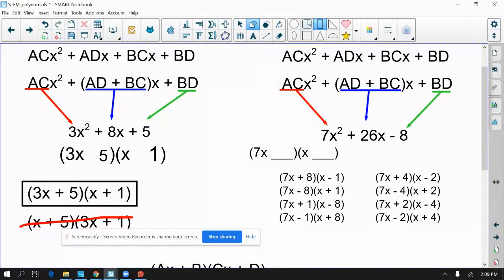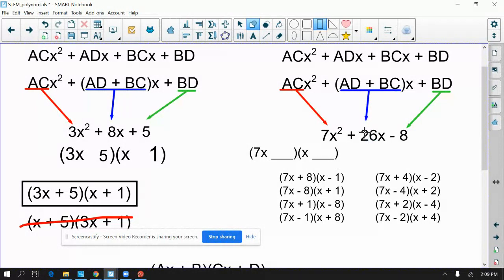And which one is it? Well, just a little bit of mental math. You multiply the outer and the inner terms. So 7x times negative 1 is negative 7x. 8 times x is 8x. So what's negative 7 plus 8? That's positive 1. I need 26.